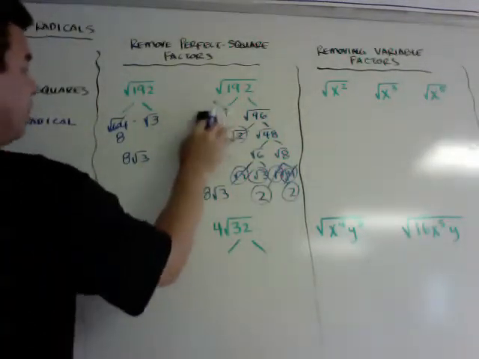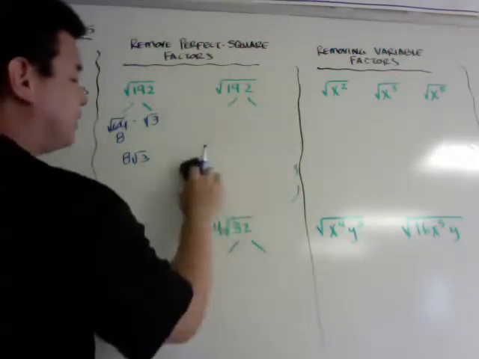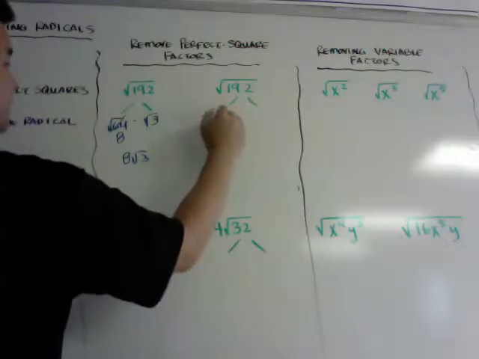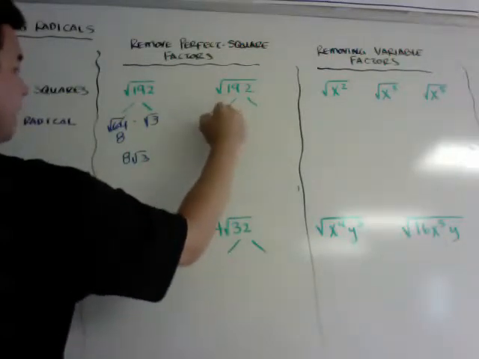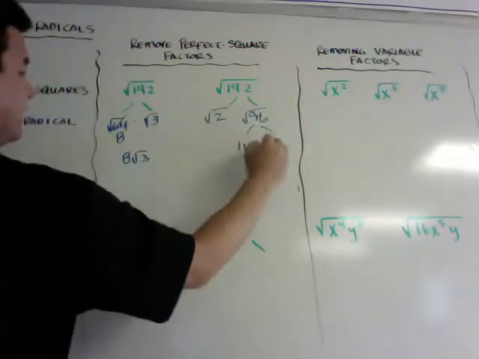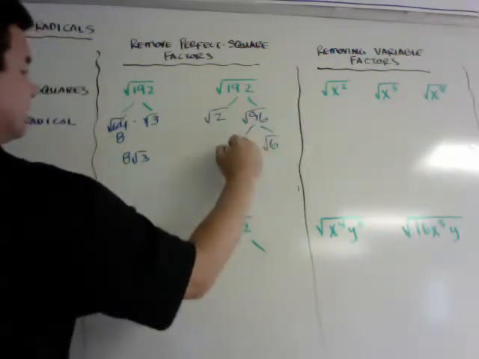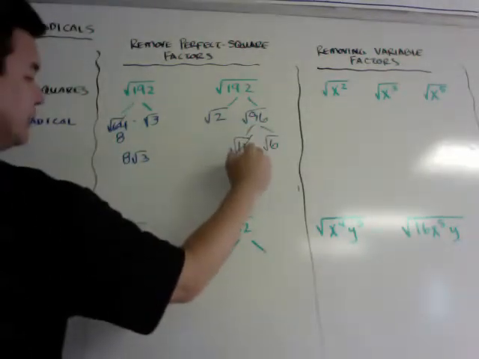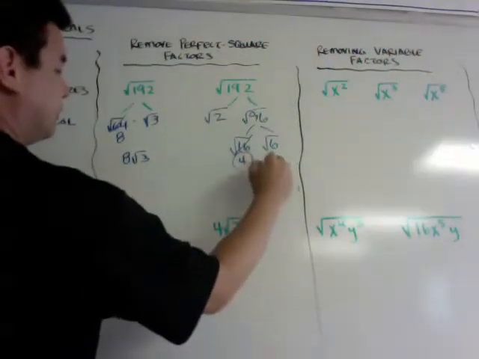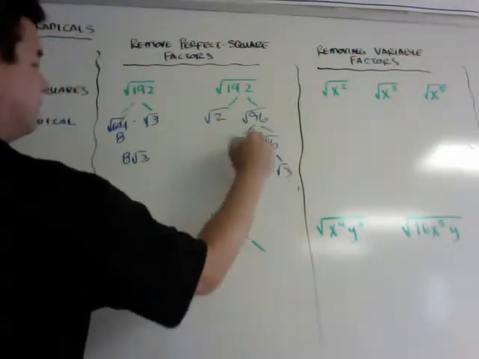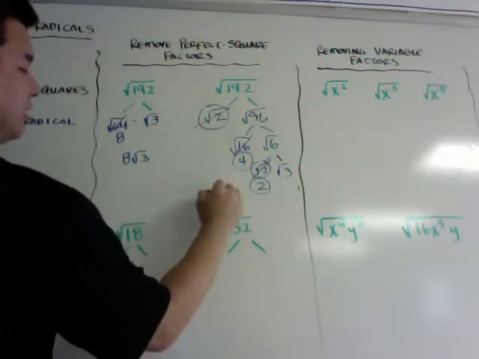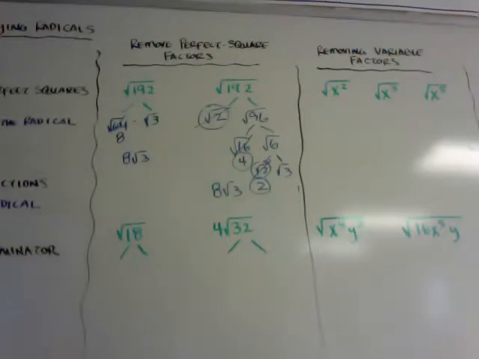You can go down to prime factors if you want to, or until you come to a perfect square. If you came down to 2 and 96 and you knew this was 16 and 6, you could actually stop here because this becomes 4. Now you can break the radical 6 into 2 and 3, and this one and this one would cancel out to a 2, and there's your 4 times 2, which is 8, radical 3. So there's different ways of breaking it down.